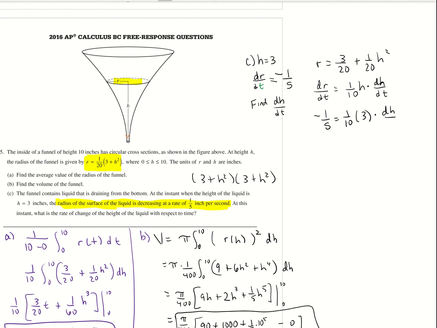All right, well, dr over dt is negative 1/5 equals 1/10 times the height of 3 times dh over dt. So I will need to multiply by 10 and divide by 3, and you could leave it like that if you wanted to. I'm wondering if units might be important. They often are in word problems, so I am going to put in the units. But if you wanted to reduce this, you could. This would be negative 2/3. Now, they said this is the rate of change of height. Height's in inches, and it's with respect to time, and time they've mentioned is in seconds. So there's number 5.